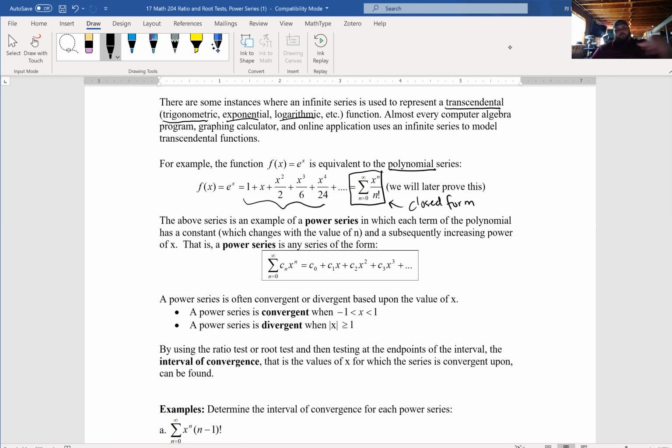But as all these series before, right, they're no good to us if they don't converge. So notice at the first bullet point here, it says the power series is convergent if x falls between -1 and 1. Another way to write that is absolute value of x less than 1.